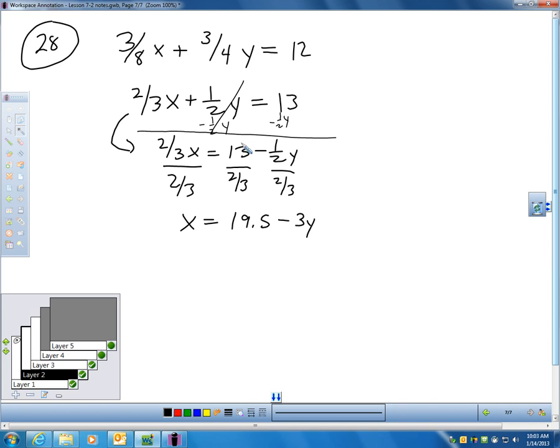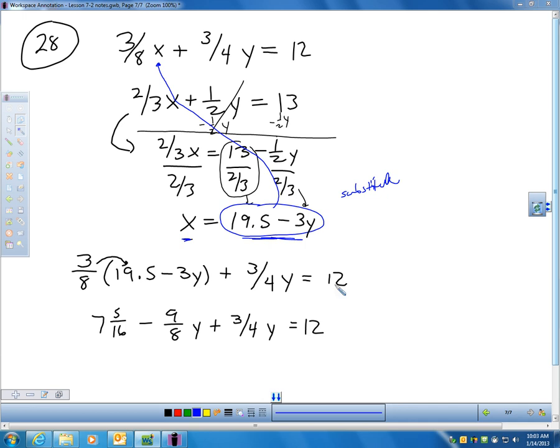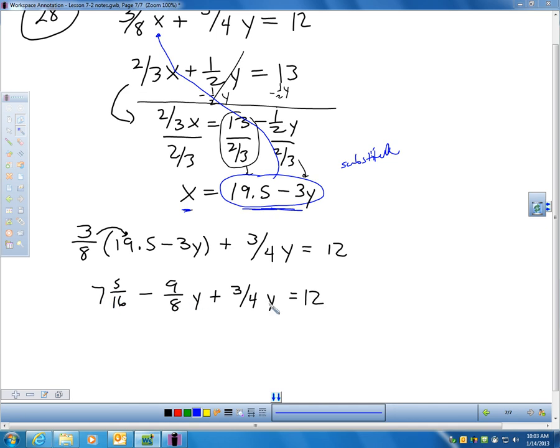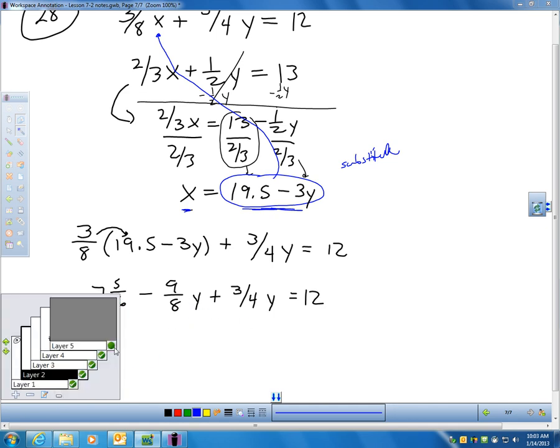Remember, I broke this into separate fractions. This is 19 and a half. And negative half y divided by 2/3 is negative 3y. Okay, now I got to substitute that. So since x and 19.5 minus 3y are the same thing, I can now substitute, there's that word again, substitute. I can substitute 19.5 minus 3y in for x, which is going to give me this. I can distribute. This is ugly, so I got these fractions in here. I can distribute. I can combine like terms.